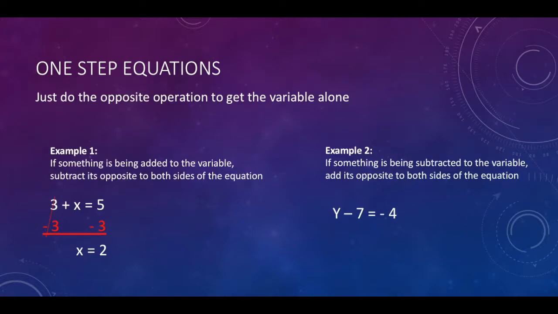Since we have a 7 being subtracted from the y, we do the opposite of minus 7, which is plus 7 on both sides. We do that on purpose so we can eliminate our 7's on the left side, and therefore y can be alone on the left, and on the right we have negative 4 plus 7, which gives us positive 3.